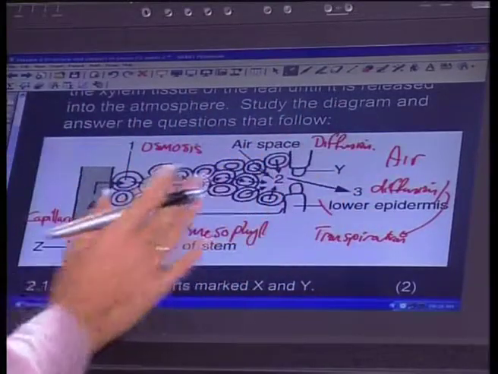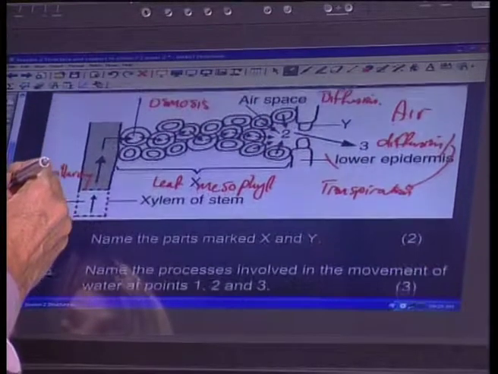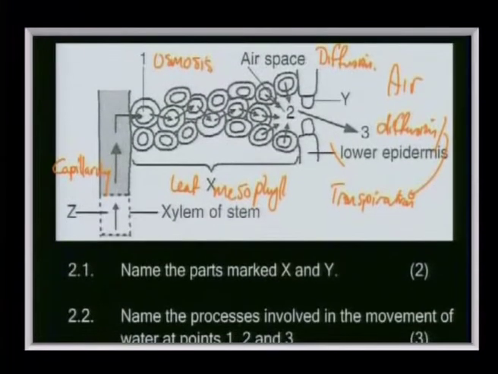Now we know what we're looking at, we can move on to our questions. And it says here, name the parts marked X and Y. X is the leaf mesophyll, and Y, we forgot, Y is the guard cell. Let's just fix that one there. It would be the guard cell.